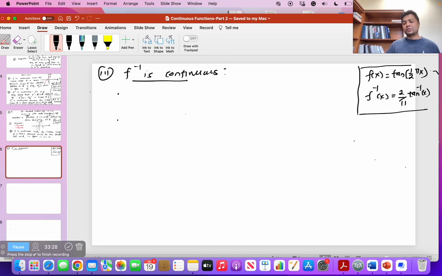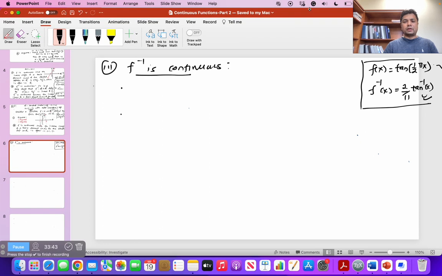And it is easy to check that if you define the function from R to the interval from -1 to 1 using this relation, then that function is going to be the inverse of the given function. So just let me write down this thing here. F inverse is continuous. Like I said, to show this function is continuous, the first thing we need is to find the inverse of this function, which we just computed here.